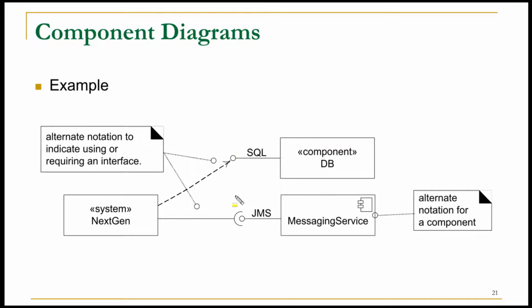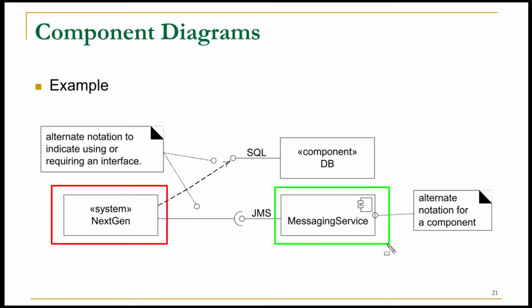As we have previously seen the ball and socket notation, to represent the dependency of this next generation point of sale system on this messaging service, we can use the ball and socket notation here. This represents that our next generation point of sale system is using or is dependent on the messaging service. In addition, this small icon here represents that this Java messaging service is actually a component.